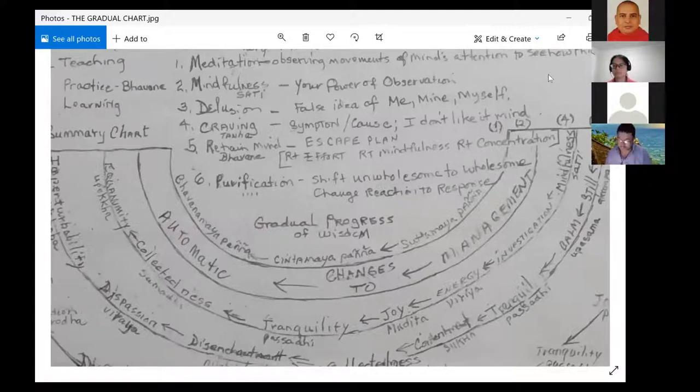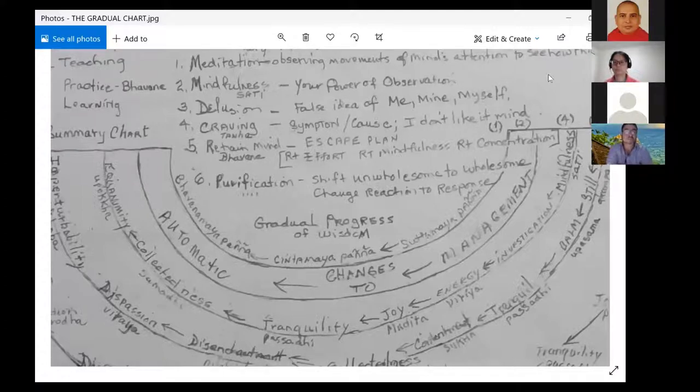Purification is the sixth one. The sixth one, the purification, is the shift in the behavioral patterns from the unwholesome to the wholesome, or a more modern way of saying it is skillful and unskillful. So unskillful changing to skillful ways of handling things and dealing with things and processing. Okay, but we use the translation of unwholesome and wholesome, which are the definitions from the Pali. You change reaction into response. That's the deal with the purification, okay?